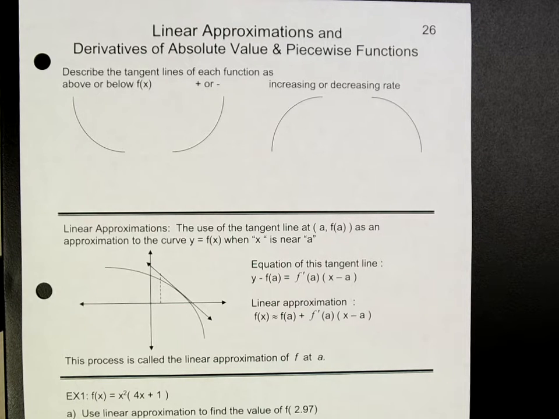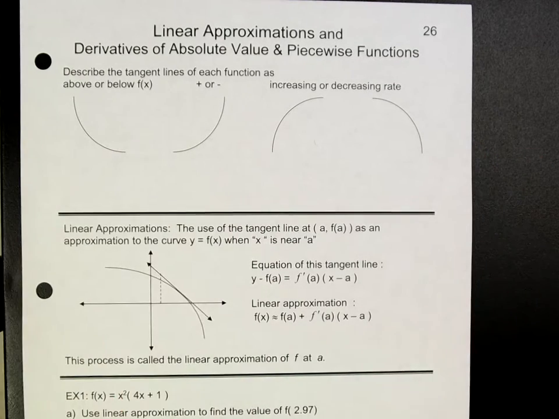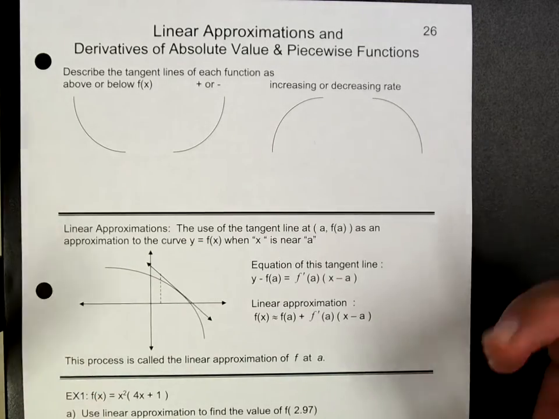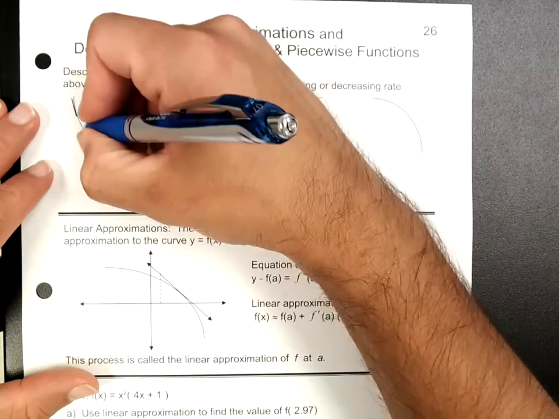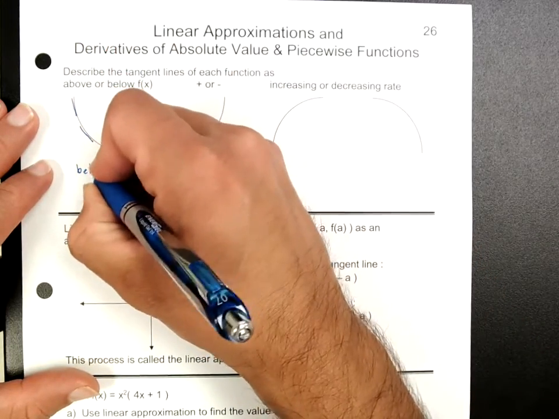Alright, this is linear approximations, derivatives of absolute value functions and piecewise functions. In the first part they're asking us to describe the tangent lines of each function, as above or below. So if I were to draw some tangent lines on this, notice that all the tangent lines will have to be below f of x.